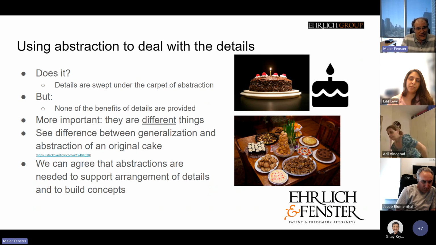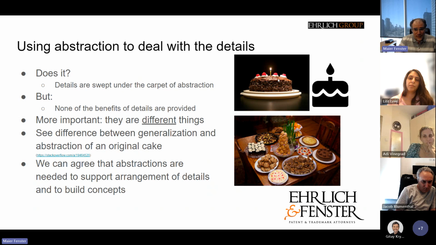On the right, I have pictures from one of my favorite Stack Overflow answers. The question was, what is the difference between generalization and abstraction? So you start with this birthday cake. You can abstract it to this very abstract icon of a birthday cake, or you can generalize it to all these different kinds of cakes.